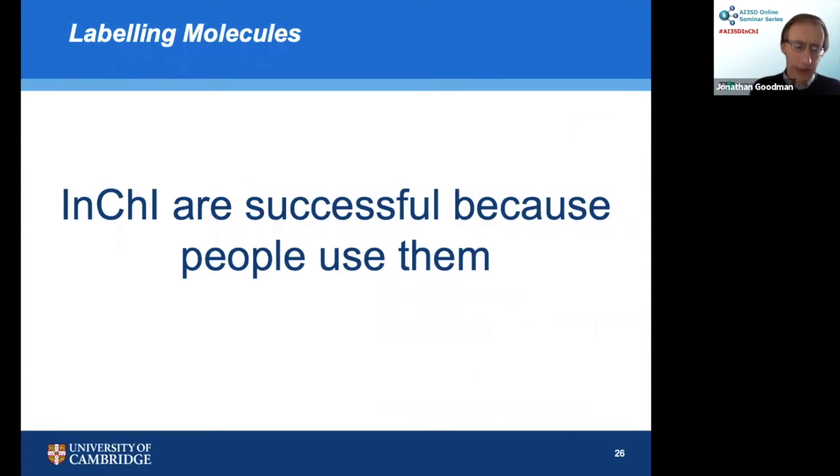The InChI is really useful because it is canonical, but it's successful not because of the underlying design, but because people use it. People find the InChI to be useful, and so they use it not because they're obliged to, but because it helps them with problems that they have.